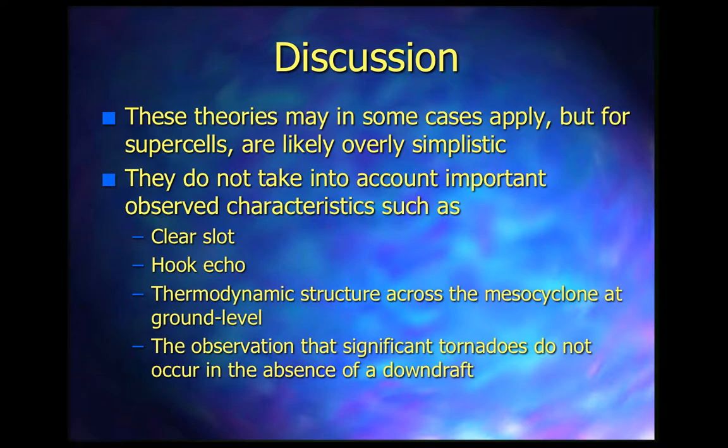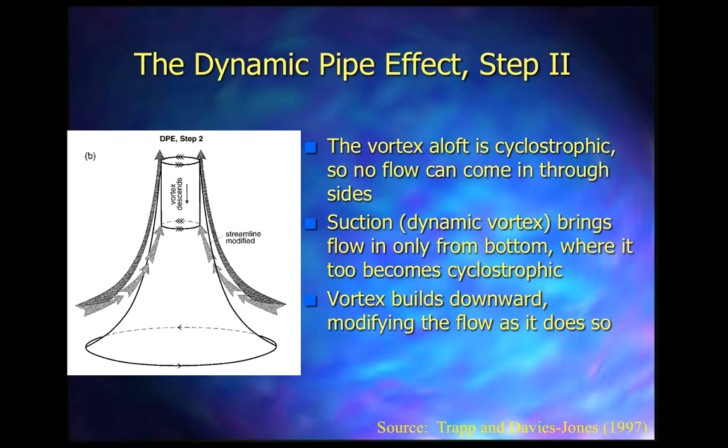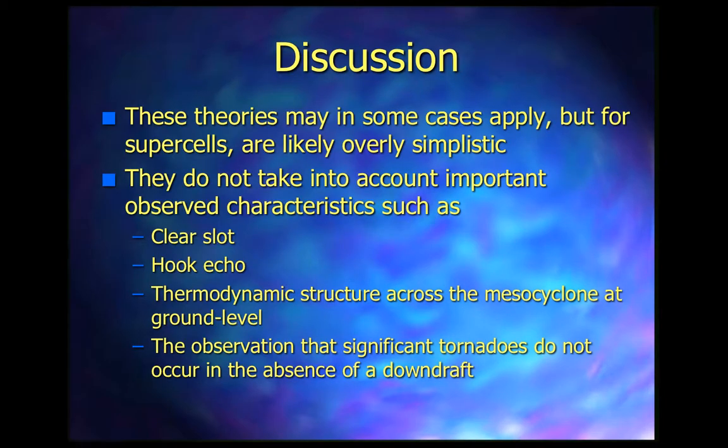So, it's not clear that these theories apply in all cases, and these were theories that were espoused, as you see, back 20 years ago in 1997. But the thing is, they don't account for what's happening in the storm itself. They really focus on the vortex structure and not on the storm structure around it. For example, the clear slot, the hook echo, the thermodynamic structure across the mesocyclone. This is all just pure dynamics, pure cyclostrophic concepts.